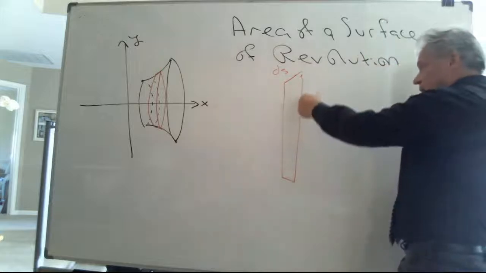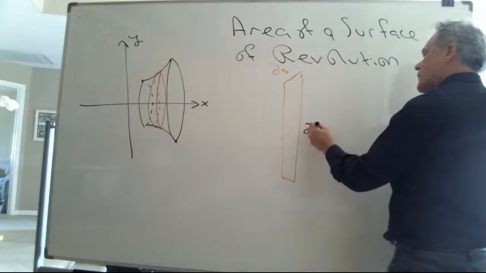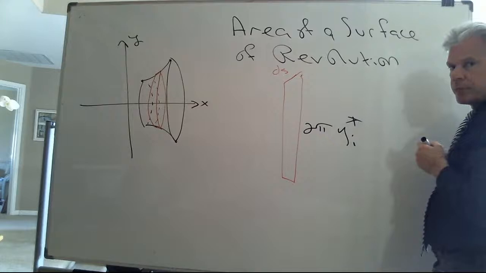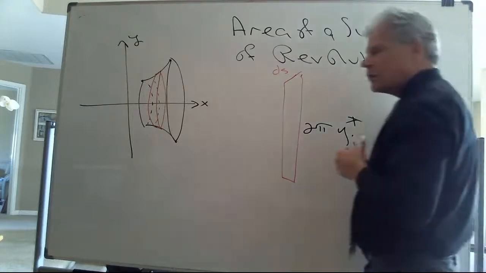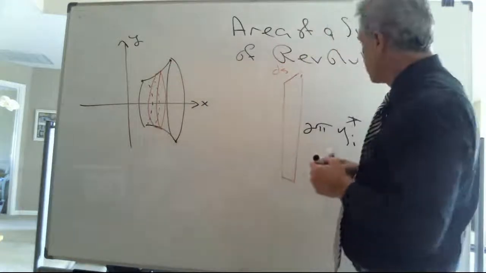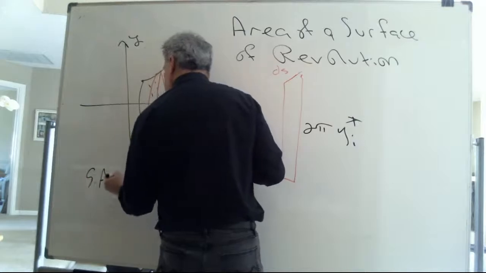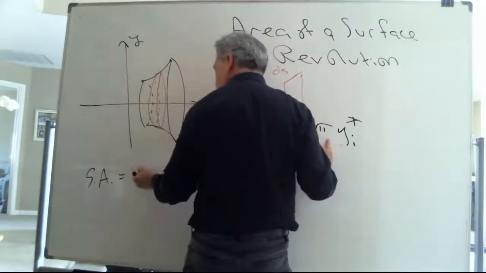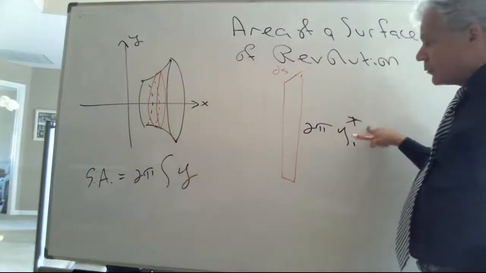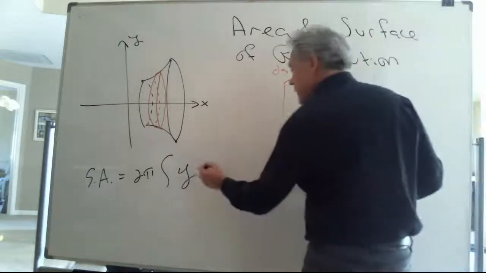Notice how this length right here is nothing more than the circumference of the circle. That's computed by looking at 2 times pi times a radius, but the radius is clearly y sub i asterisk. That being the case, I think how we're going to compute the area of the surface of revolution, if it's revolved about the x-axis, we will simply compute the surface area as nothing more than the circumference, 2 times pi times a radius. That y sub i asterisk will become a y once I take the limit of the Riemann sum, and I'll multiply by ds.